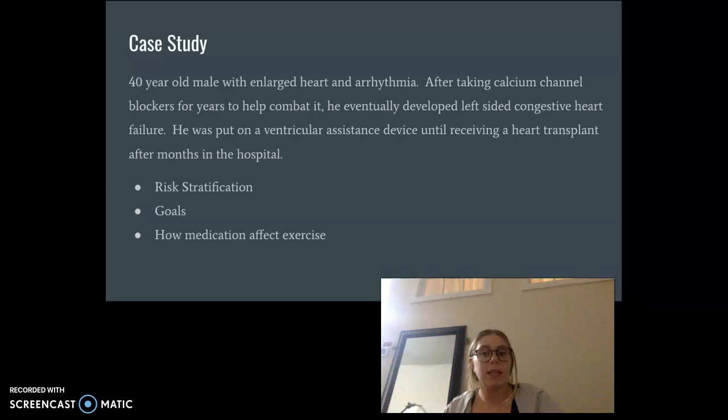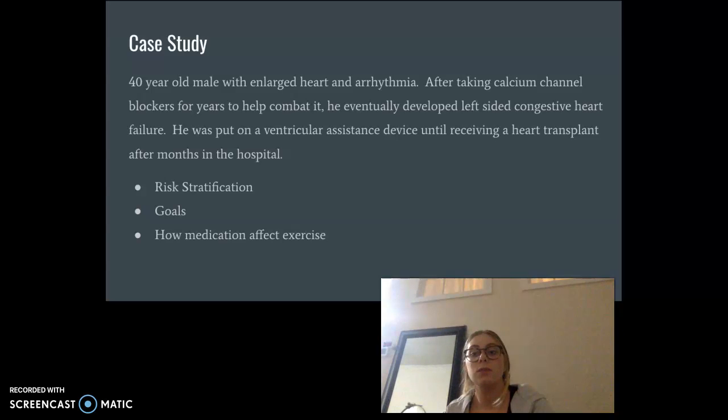So this is just a case study I have for a heart transplant, and it is a 40-year-old male with an enlarged heart and arrhythmia. He was taking calcium channel blockers for years to help combat the large heart and arrhythmia. But he eventually developed left-sided congestive heart failure, which is damage to the left ventricle and can cause a fluid buildup in the lungs. So that's pretty urgent.